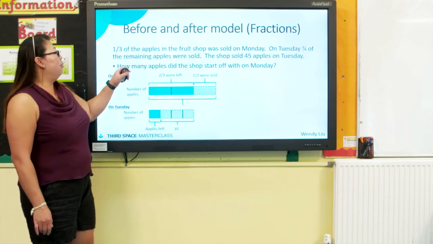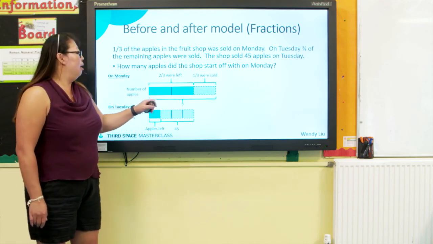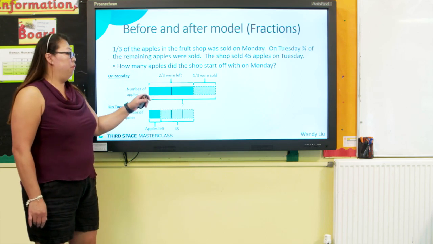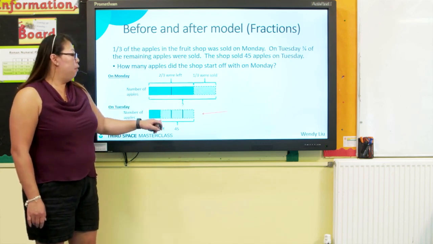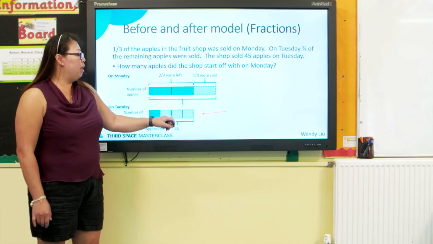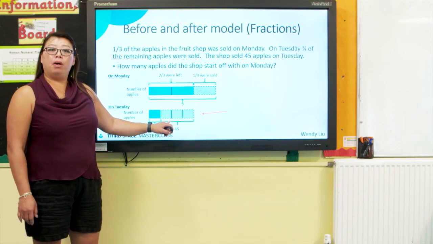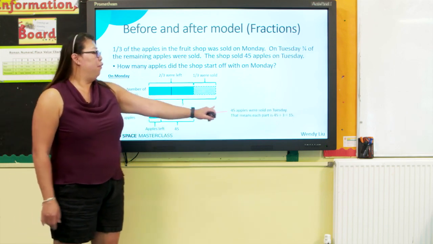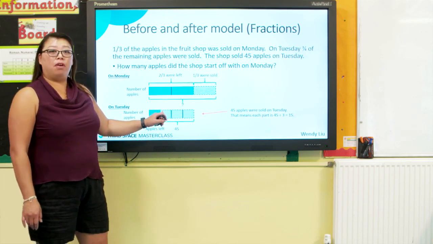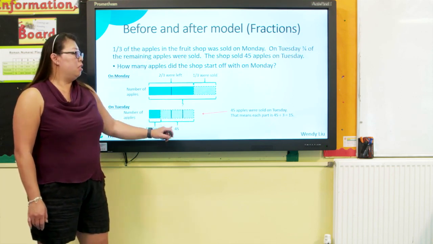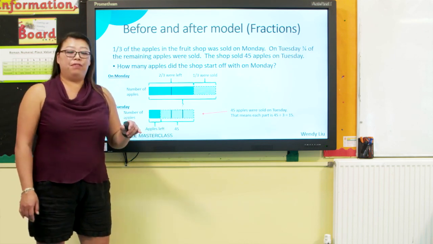The question is, how many apples did the shop start off with on Monday? So on Monday, these were the apples that he started off with. So this is my question mark. Now from here, we can see that 3 parts is 45 apples. So therefore we can work out what 1 part is. 45 apples were sold on Tuesday. This means that each part was 45 divided by 3, which makes 15. So each part is 15 apples.